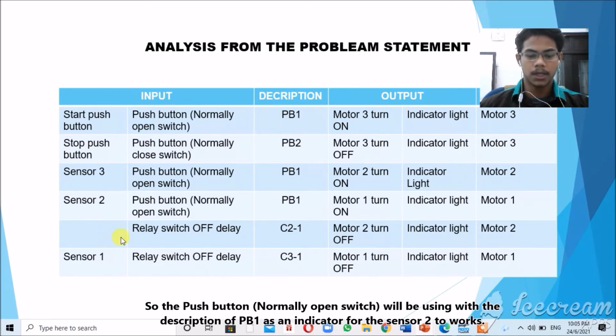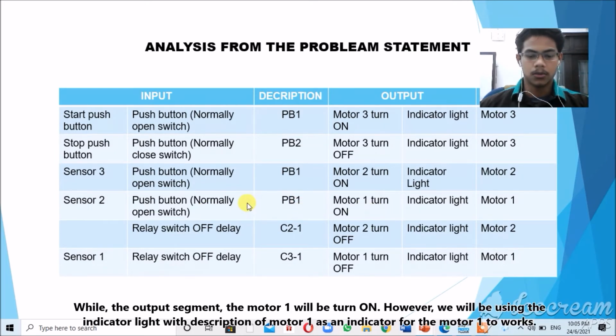So the push button, normally open switch, will be used with the description of PV1 as an indicator for the sensor 2 to work. While for the output segment, the motor 1 will be turned on. However, we will be using the indicator light with the description of motor 1 as an indicator for the motor 1 to work.